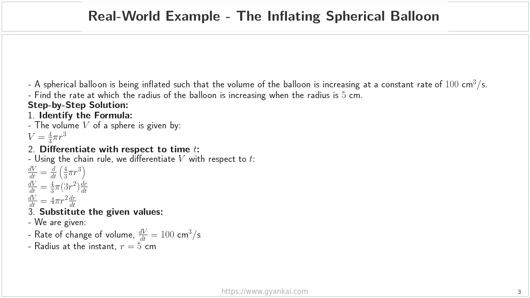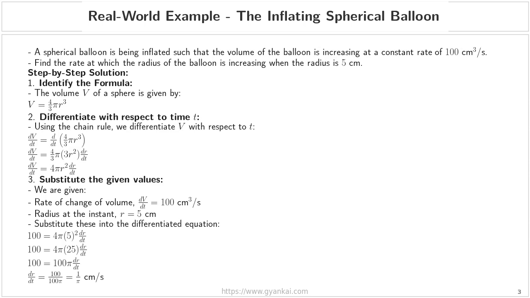Finally, we substitute the given instantaneous values into our differentiated equation. We are given that the rate of change of volume, dV over dt, is 100 cubic centimeters per second, and the radius, r, is 5 centimeters. Substituting these values, we get 100 equals 4 pi times 5 squared times dr over dt. Since 5 squared is 25, the equation becomes 100 equals 4 pi times 25 times dr over dt, which further simplifies to 100 equals 100 pi times dr over dt.